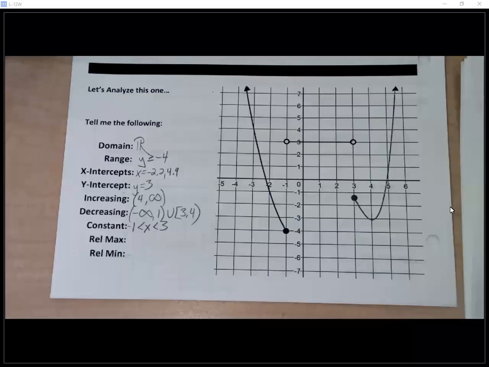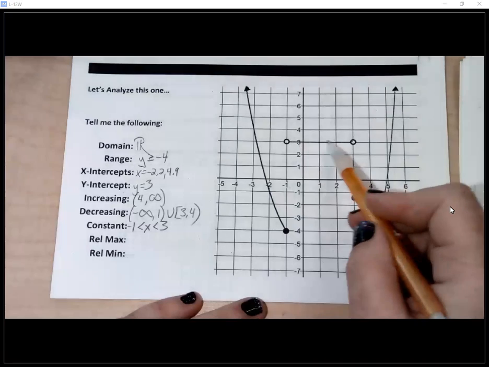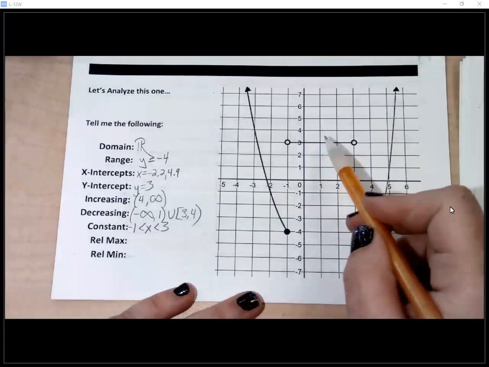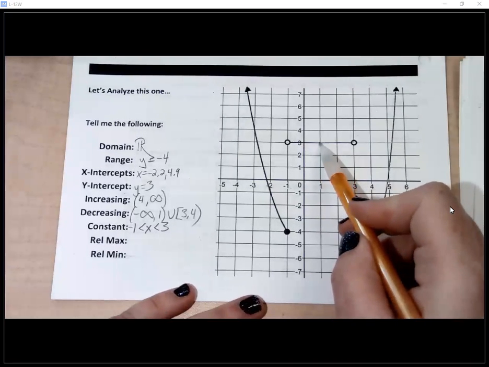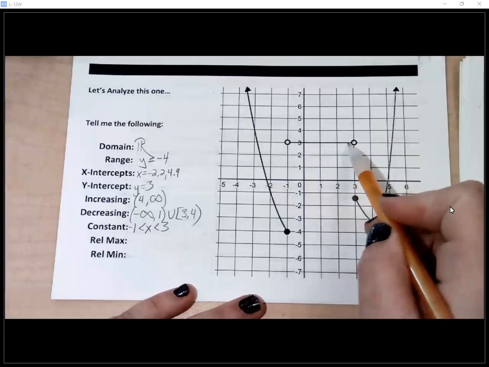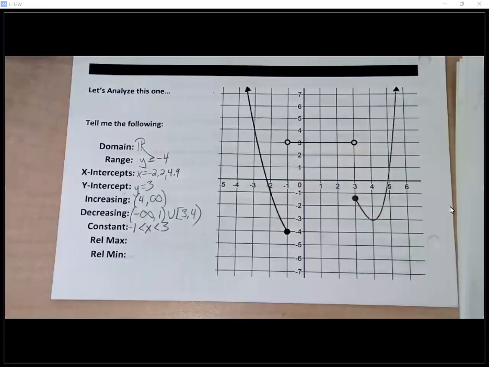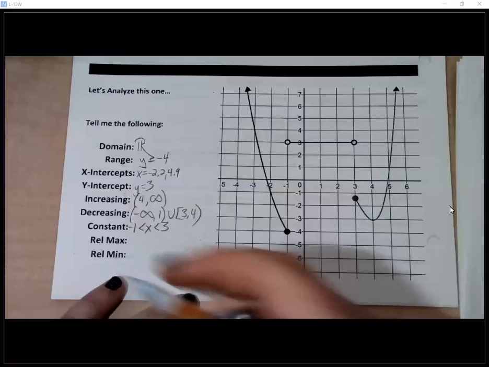Relative max. What do you guys think? There's been some debate over this one, and the consensus is kind of that there isn't one. Because, yes, this is, but it's not like the one highest point in its little region, because they're all there. So if you're gonna say it, everybody's kind of tied for this top spot. We went back and forth on this, and we kind of agreed that there isn't one.